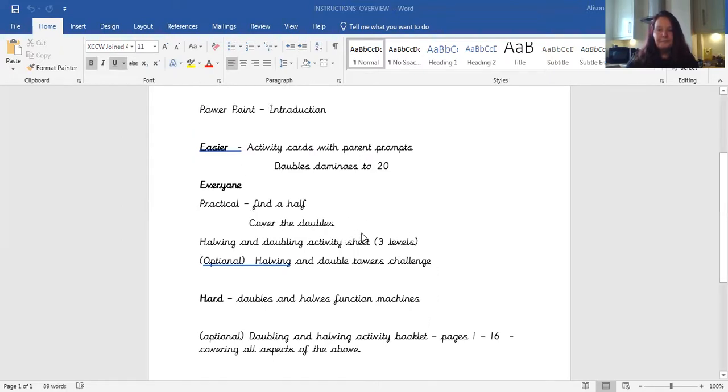So this one here, the activity cards. Let me show you what they look like. So they look like this. And these are the easier ones. And over here are some prompts for parents or for some adults to help you. And these are the questions. These are the easier ones. There are 3 pages, okay? And there's lots of things there to help you, lots of pictures and towers and cubes. And over here are some questions. So that's the easier one. Right, please don't feel you have to do it all though.